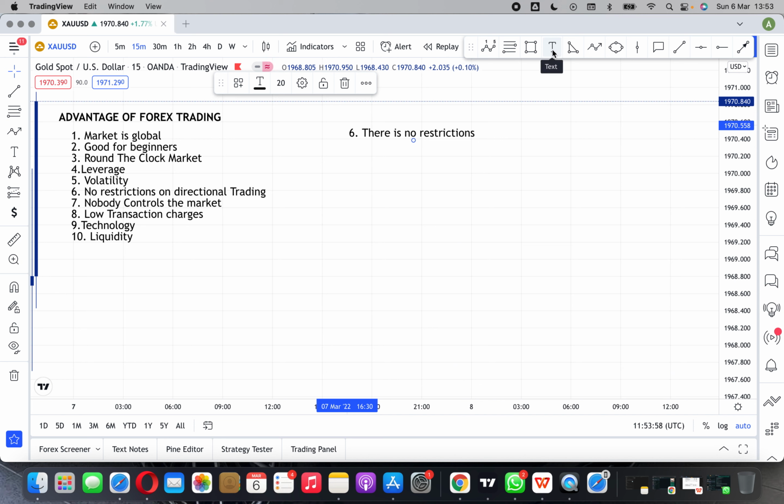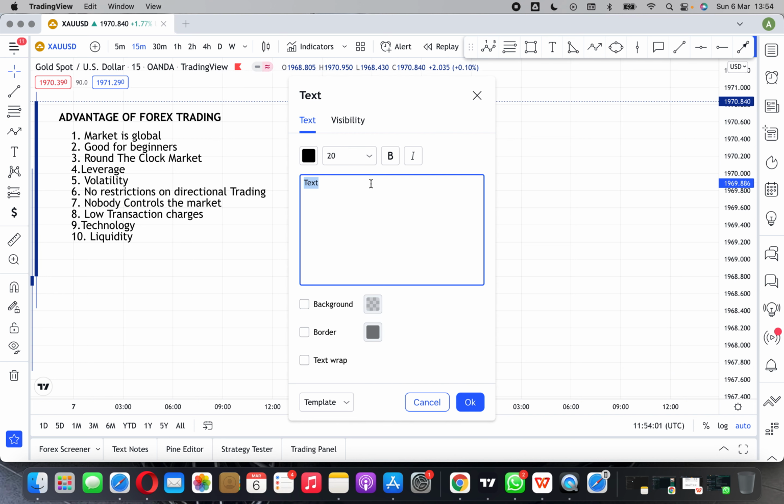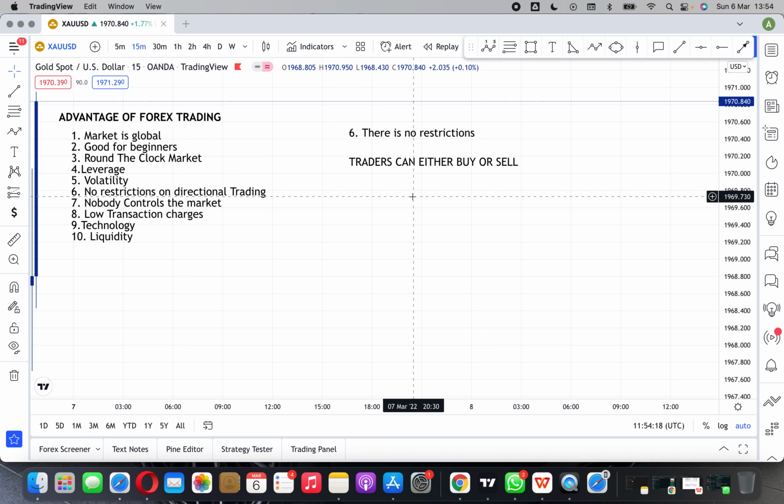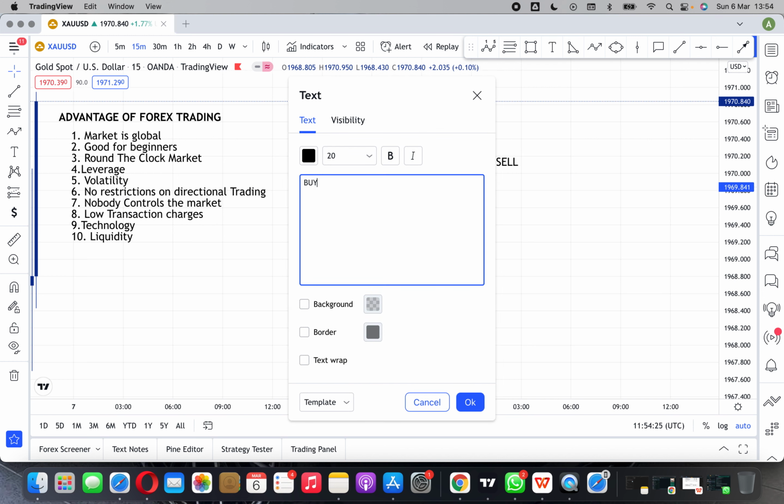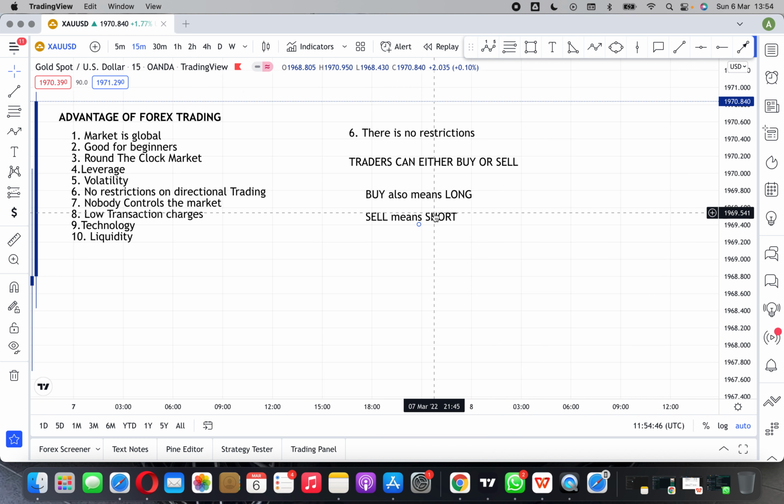So now let's look at what traders can actually do. Traders can either buy or sell. This is the one thing you can do in the market: either you buy or you sell. There is no other way around. And I think I told you before that buying in the market also means long, while selling means short. Buy means long and sell means to short in the market.